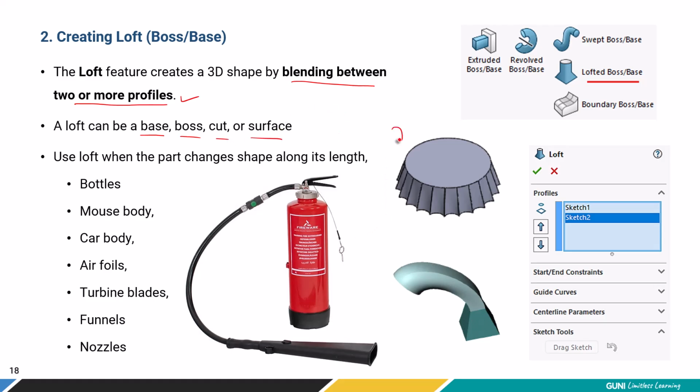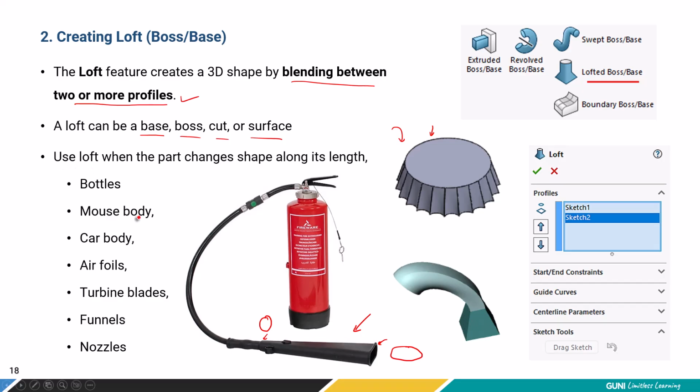If you look at the example, this is like a soft drink bottle cap where on the top there is a circular profile and at the bottom there is another profile. So it is blending between them. If you look at this fire extinguisher nozzle, there is a slot shape at this end, and at this end we have a circle. So this plastic part is a classic example of a loft feature.